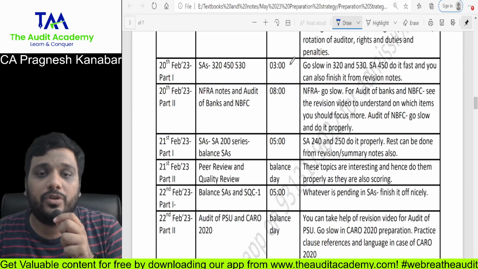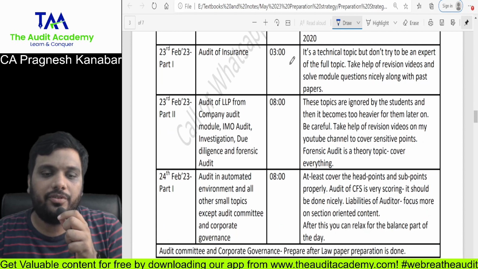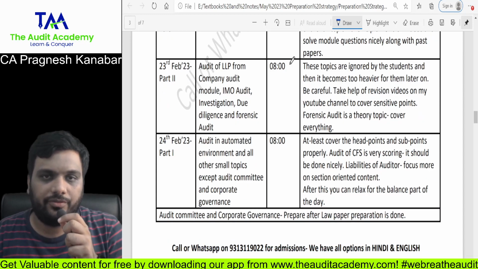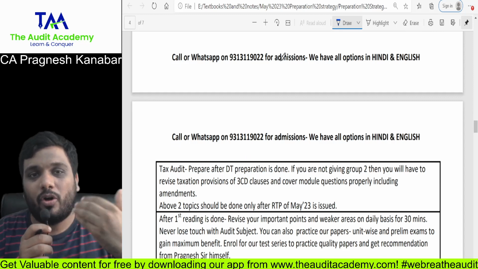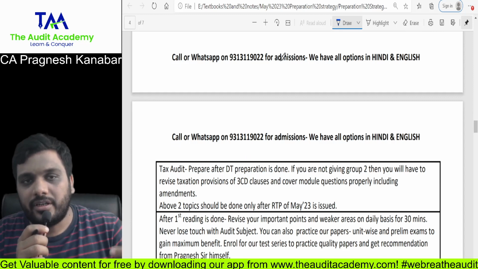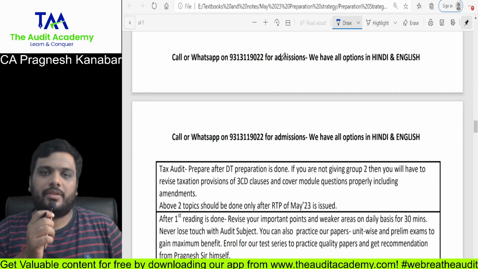For example, students who can study audit in one shot finish off audit from 15th Feb to 24th Feb. Then they have to revise on a daily basis or once in 2 days for 30 minutes, 40 minutes, 45 minutes or so. Correct.